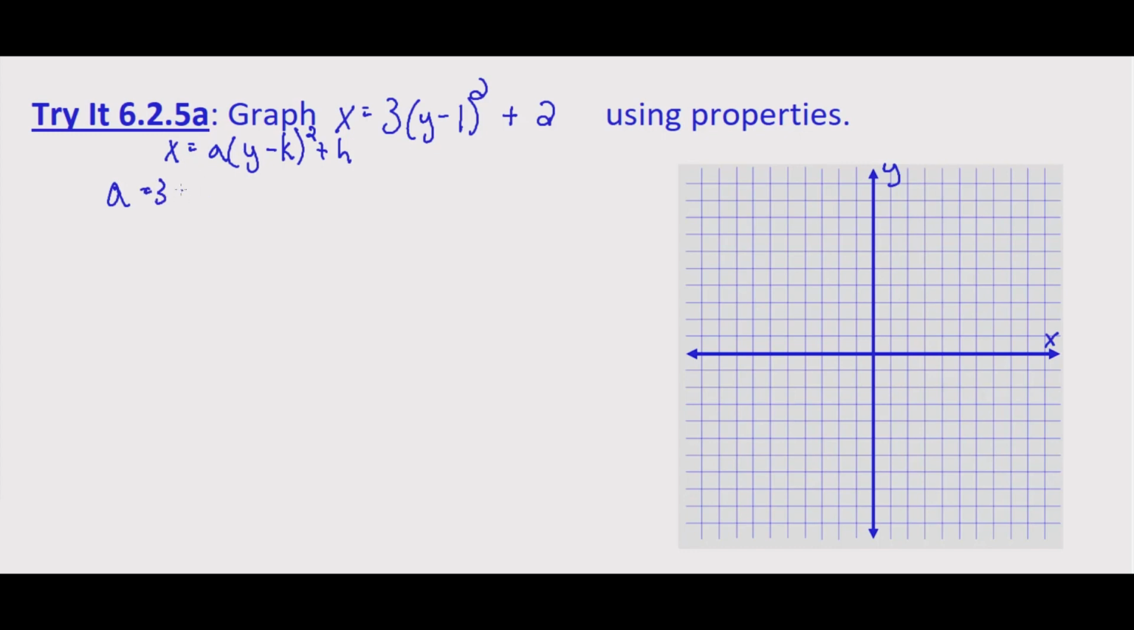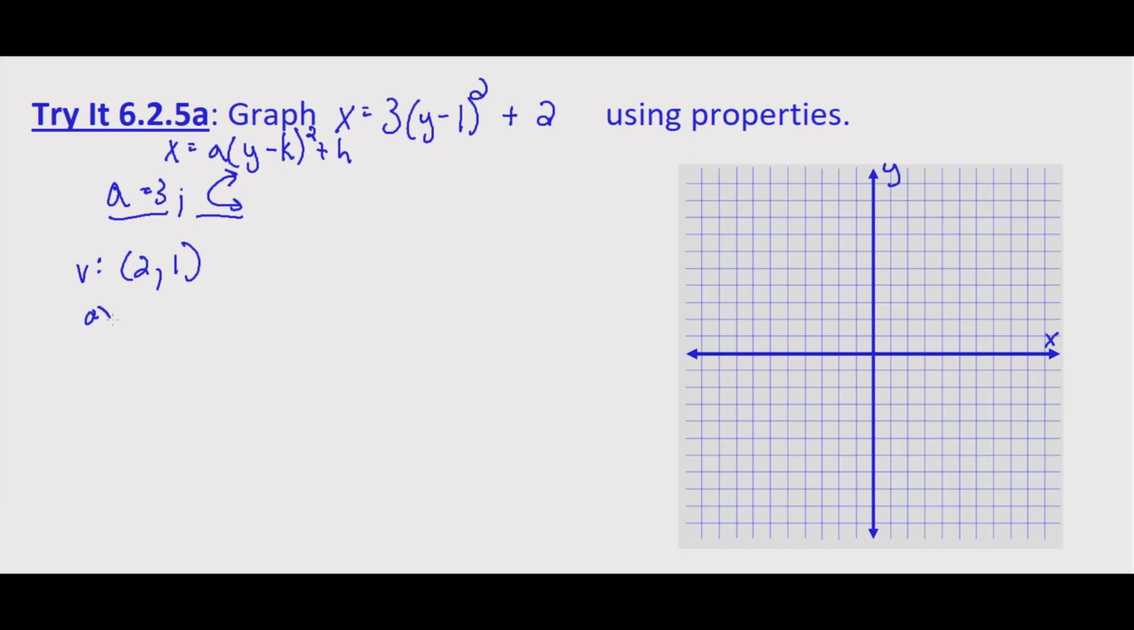Since that is greater than 0, we know that the parabola opens to the right. It opens in the positive direction. So a equals 3, the parabola opens to the right. We know that the vertex is (h, k). In this case, h is just 2. For k, remember it's y minus k, y minus 1, so k is 1, and the vertex is (2, 1).